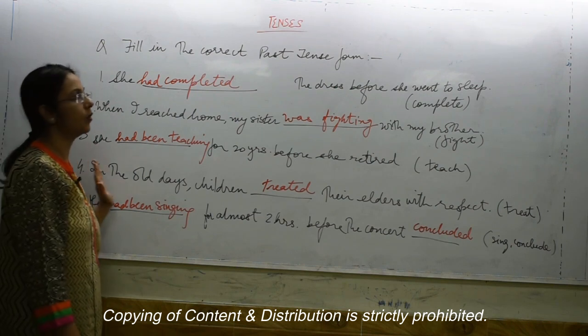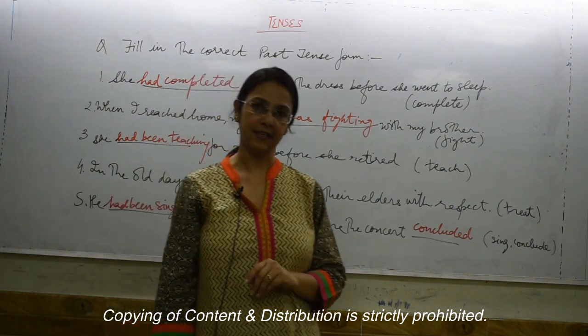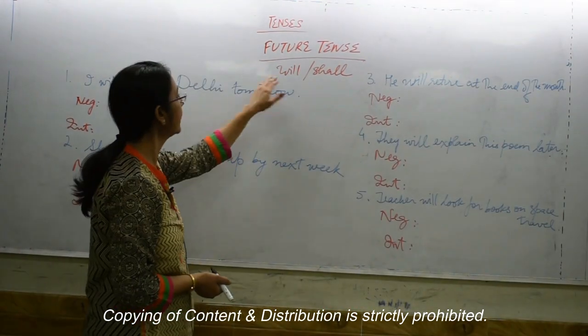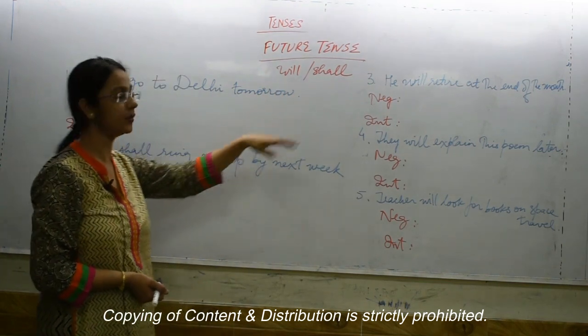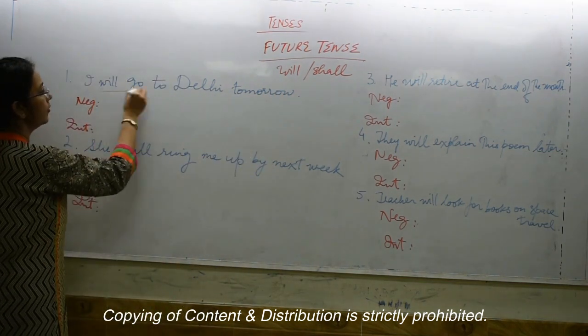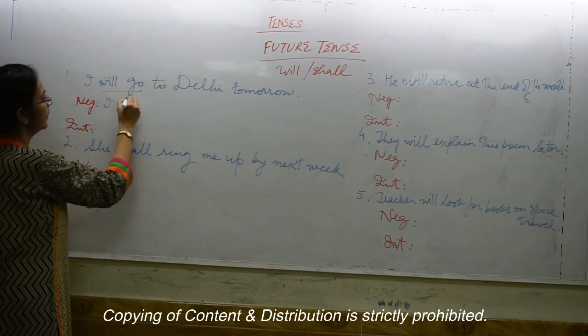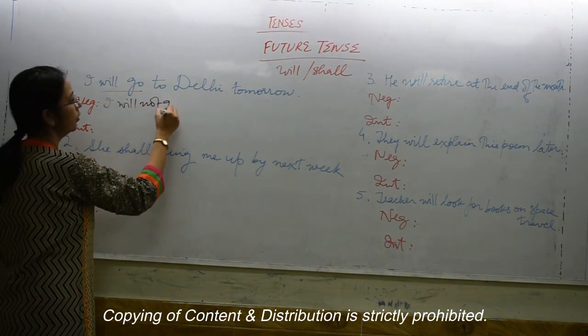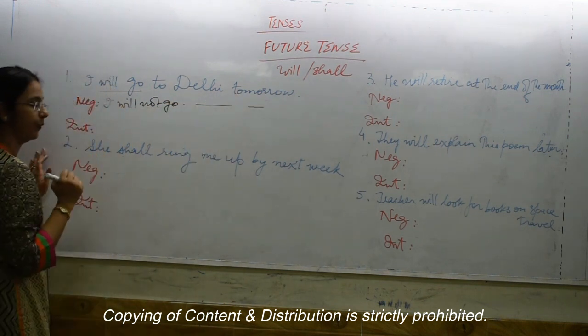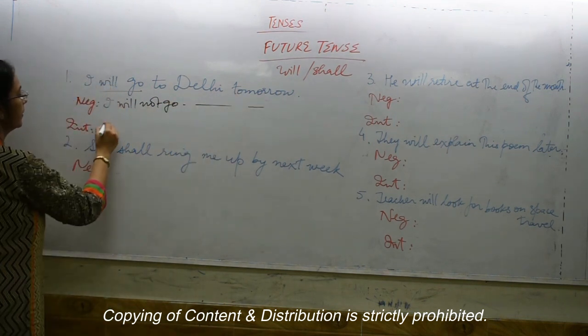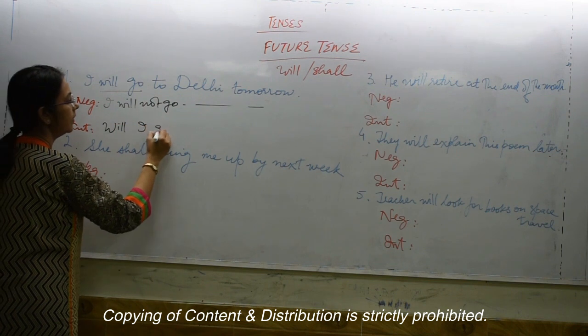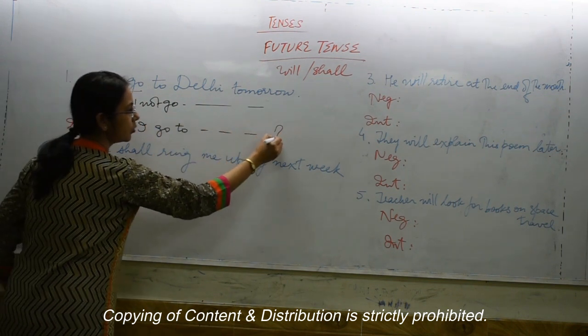So now we move on to future tense. In simple future tense, we only use will or shall. Like, I will go to Delhi tomorrow. Negative will be simply: I will not go to Delhi tomorrow. Interrogative: will I go to Delhi tomorrow?